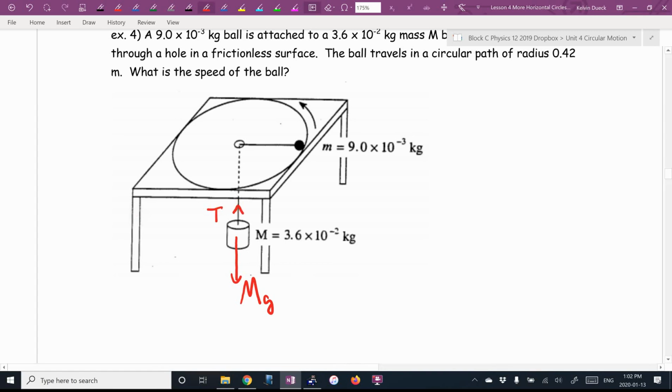What about on the little ball, little m? Well, I definitely have little mg down and normal force up. But what path is this ball tracing out? Where must my unbalanced force be pointing? Toward the center. So there's definitely an arrow there. Which force is that? Tension. Cool.